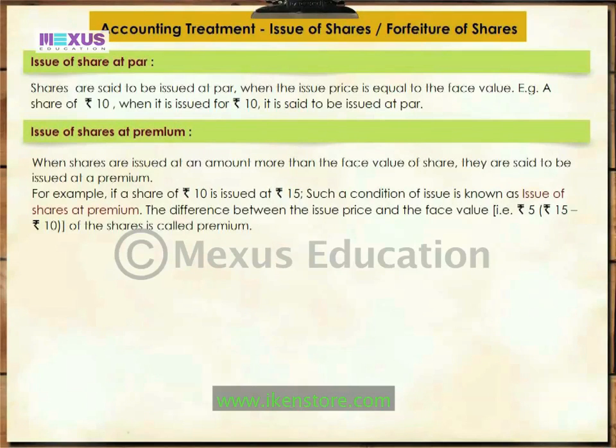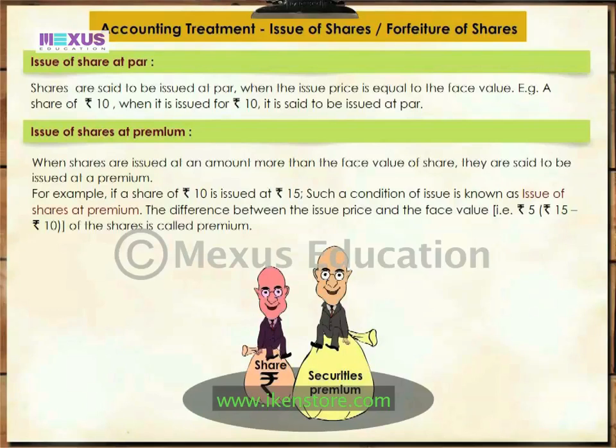When shares are issued for an amount more than the face value of share, they are said to be issued at a premium. For example, if a share of 10 rupees is issued at 15 rupees, such a condition of issue is known as issue of shares at premium. The difference between the issue price and the face value, that is 5 rupees, is the premium.